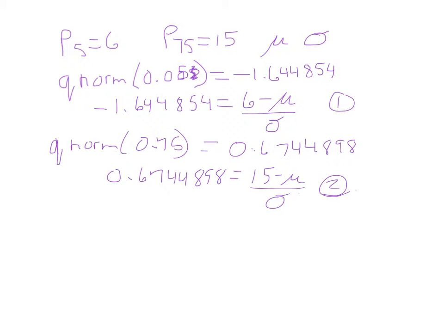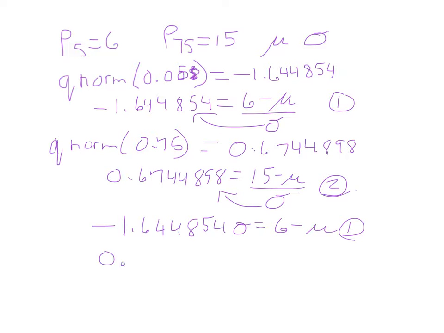Basically this is the same thing as what we did in the other question. If you bring the sigma up here and multiply it by those Z-scores, you end up with 2 different formulas. One would be negative 1.644854 times sigma equals 6 minus mu, there's equation 1, and the other would be 0.6744898 sigma equals 15 minus mu, there's equation 2.